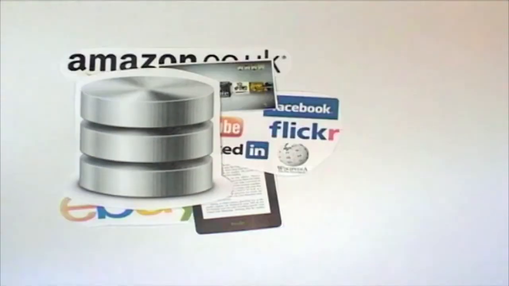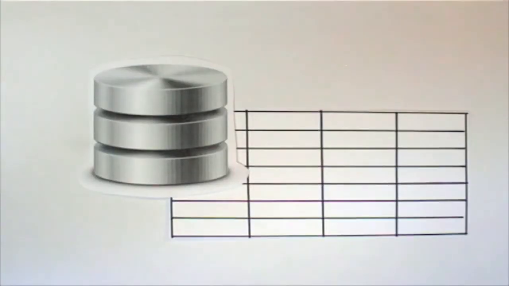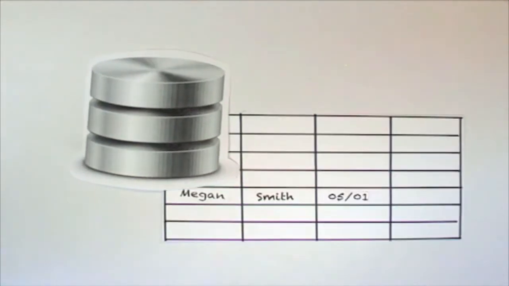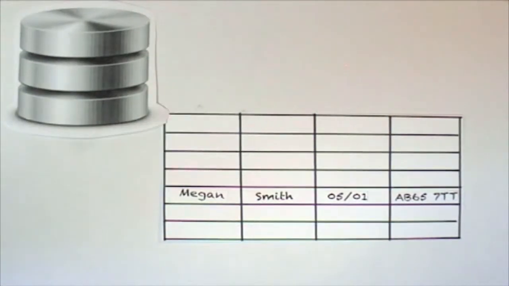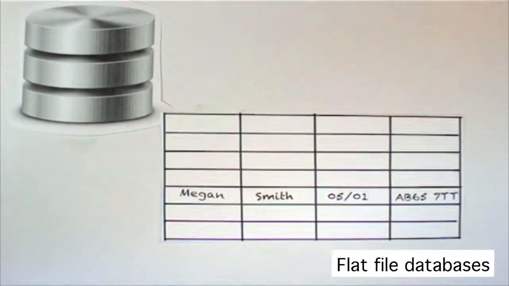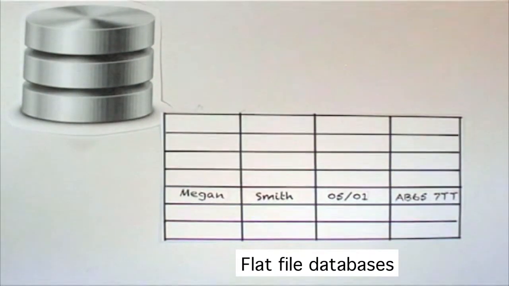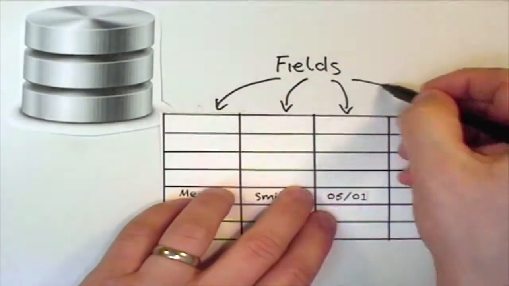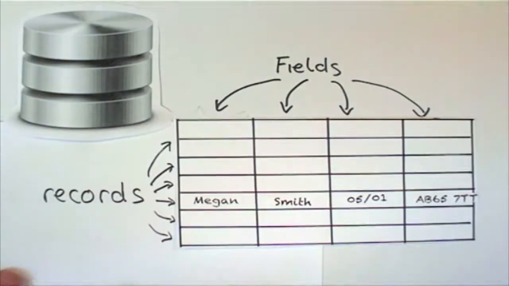Is it just a random collection of stuff all squeezed in together? No, databases are organized. Databases have a structure, and all the data we store in them fits into this structure. Very simple databases are called flat file databases. They store data in columns of fields and rows of records.